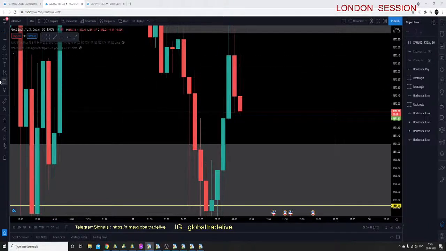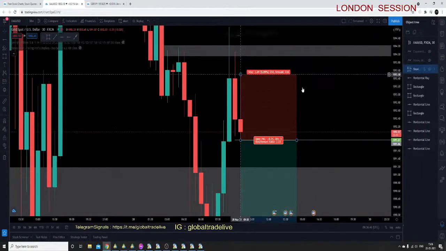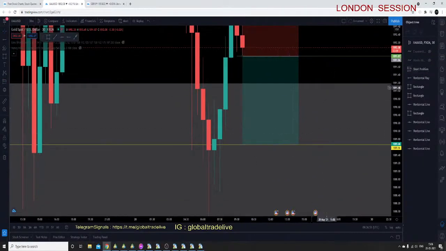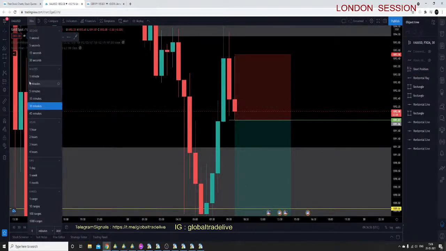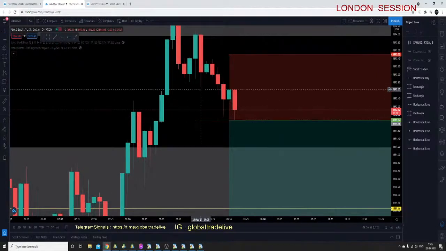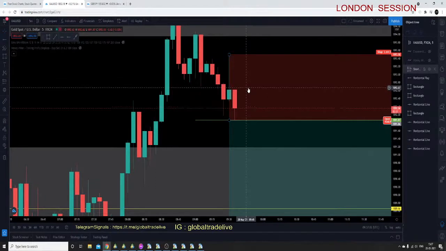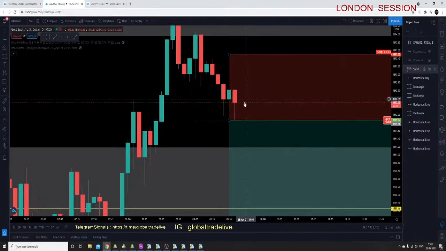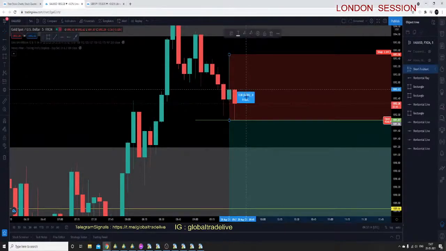I just took a sell trade here at this point. Kept my stop loss above the high of the current candle and take profit all the way down. So let's see if this will go down or not. So now as this candle breaks the low over here, and if this candle reverses back, I'll be closing half of the trade here at this point.